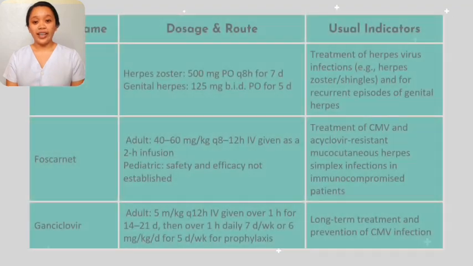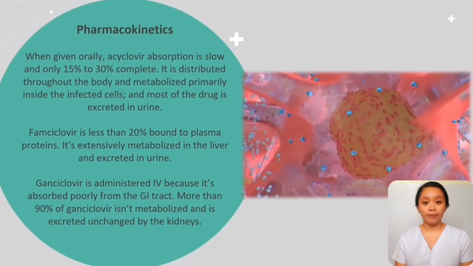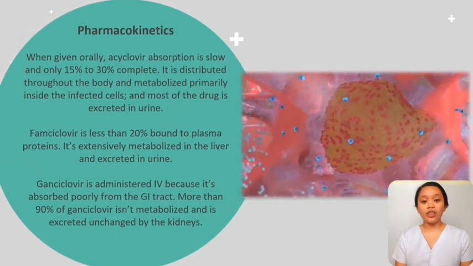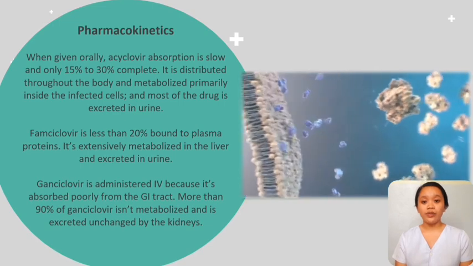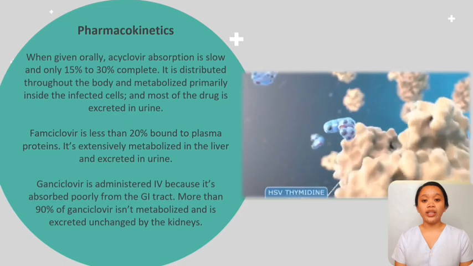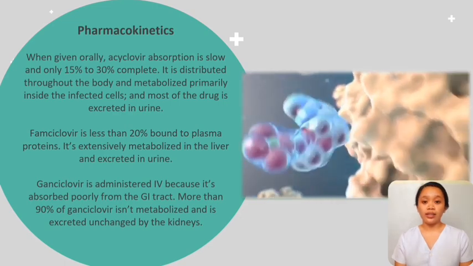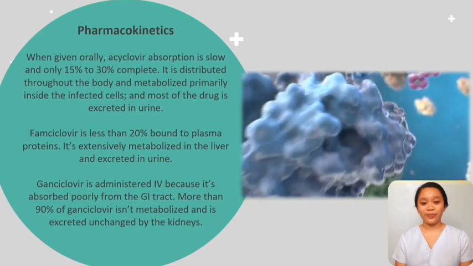When given orally, acyclovir absorption is slow and only 15 to 30% complete. It is distributed throughout the body and metabolized primarily inside the infected cells, and most of the drug is excreted in urine. Famciclovir is less than 20% bound to plasma proteins. It is extensively metabolized in the liver and excreted in urine.